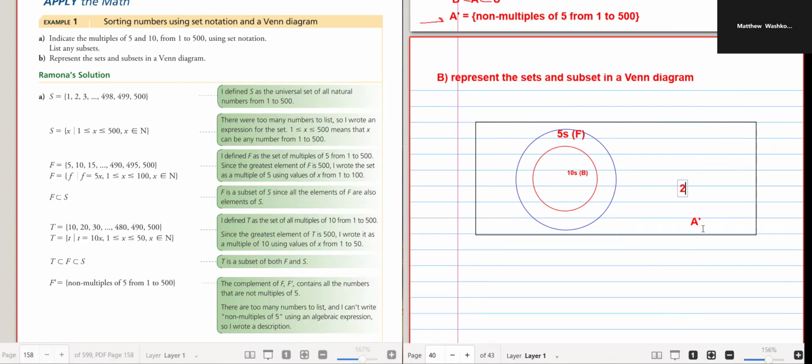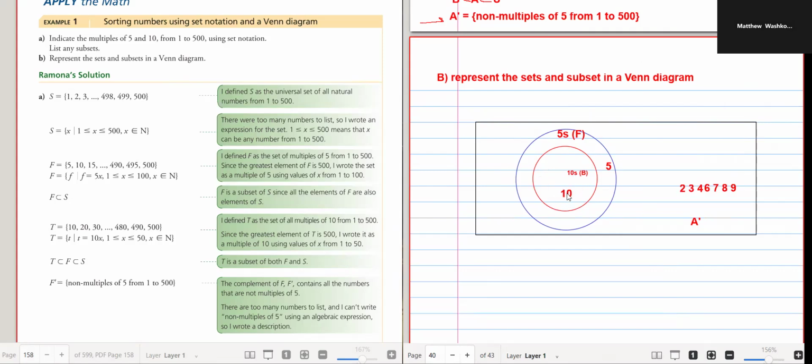So the number two is out here. The number three is out here. The number four is out here. Where's the number five? Five's in here. The number six is out here. The number seven's out here. The number eight's out here. The number nine's out here. Where's 10? 10 is both a member of five and a member of the tens, which is why it's here. And I would do that so on and so forth for all the numbers.